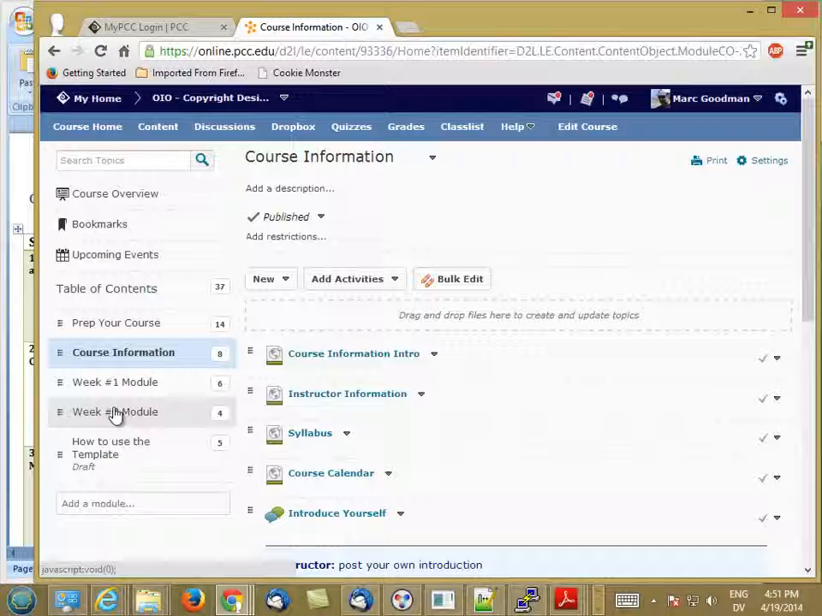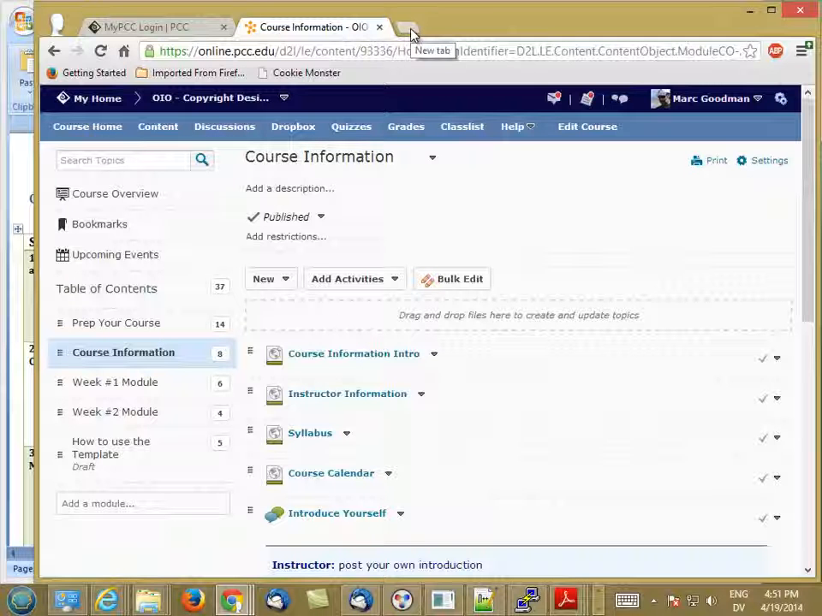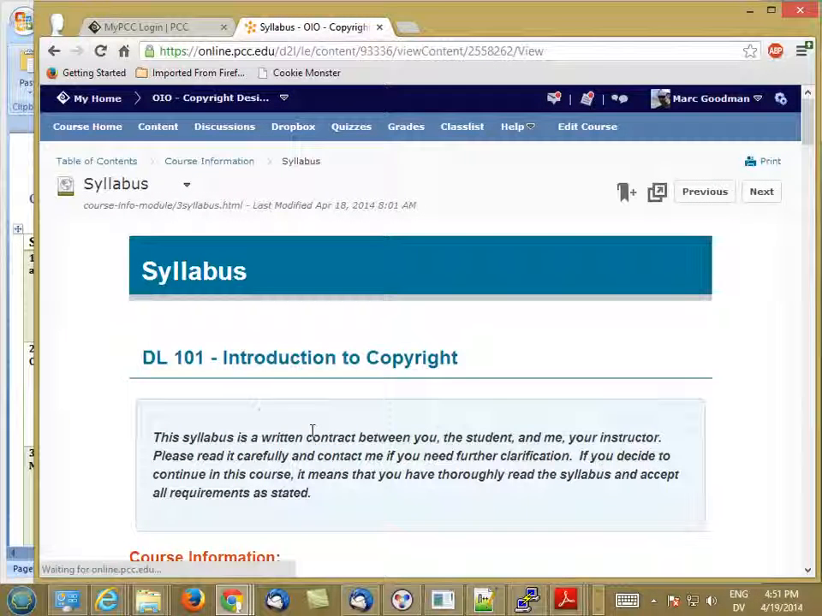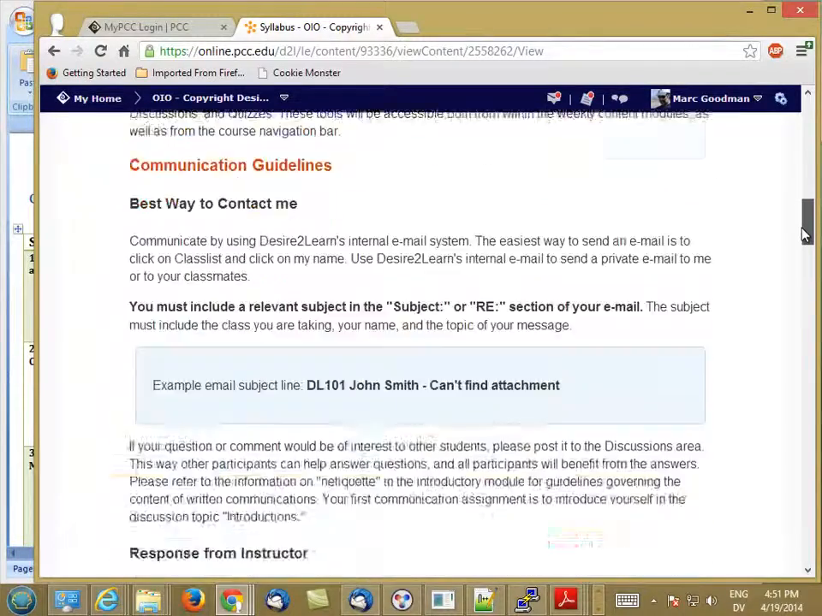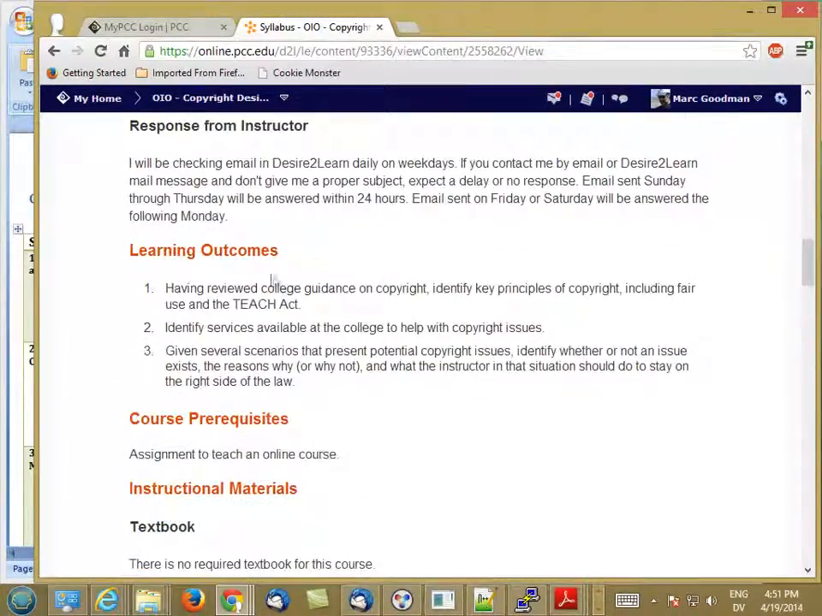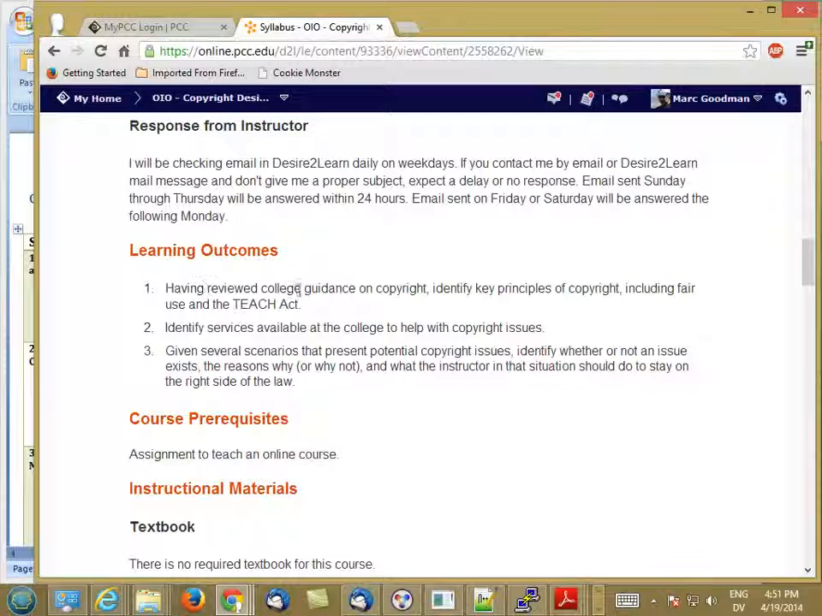Now, at PCC, our course level learning outcomes come from a CCOG, Course Content Outcome Guidelines document. And often they will either be in the syllabus or in a separate page in the course information module. So let's look for the learning outcomes here. So here are the course level learning outcomes for the mini course. Having reviewed college guidance on copyright, identify key principles, identify services, and given several scenarios, identify whether or not, and so on.